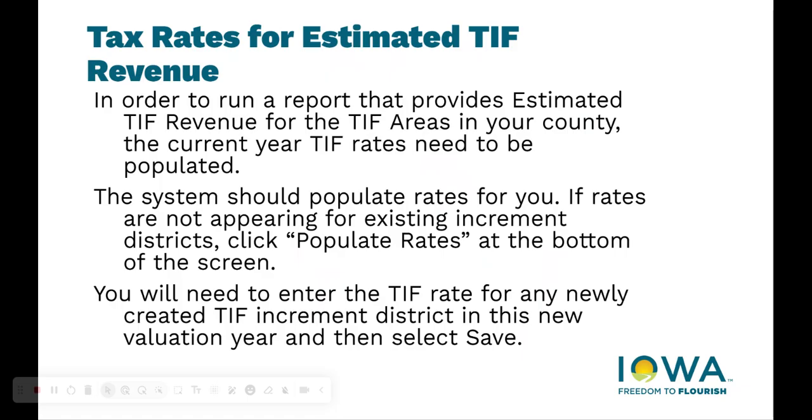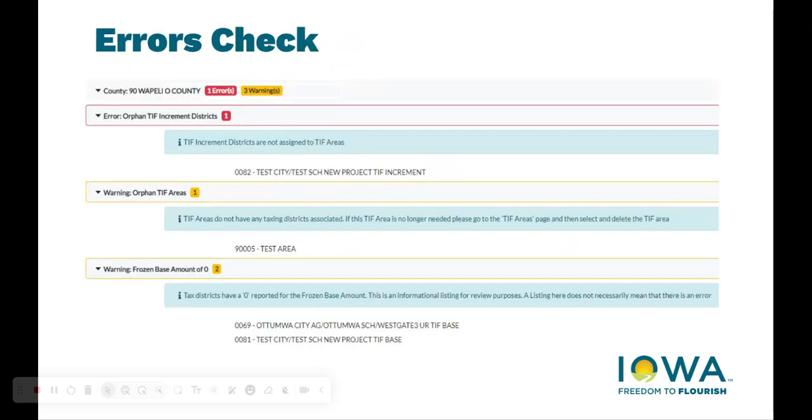You also need to enter the TIF rate for any newly created TIF increment district that were new in the valuation year. Obviously, our system is going to have rates for existing districts for the current year, but anything that's new, there is no current year rate to be had. So you'll have to calculate what that rate would need to be and then select save.